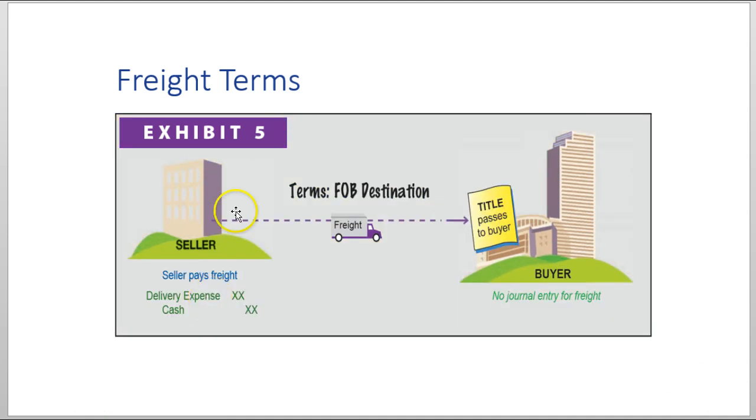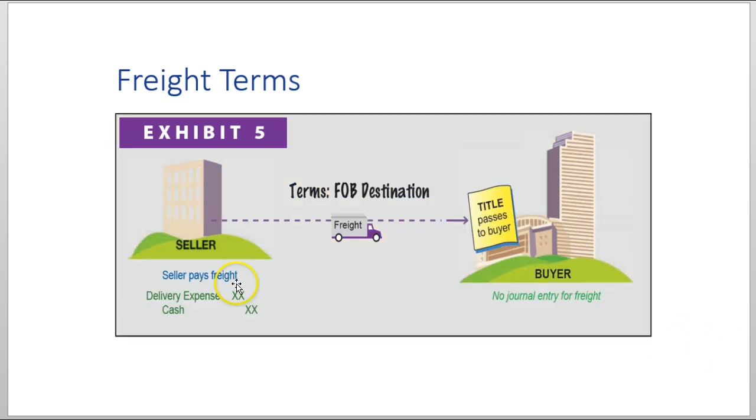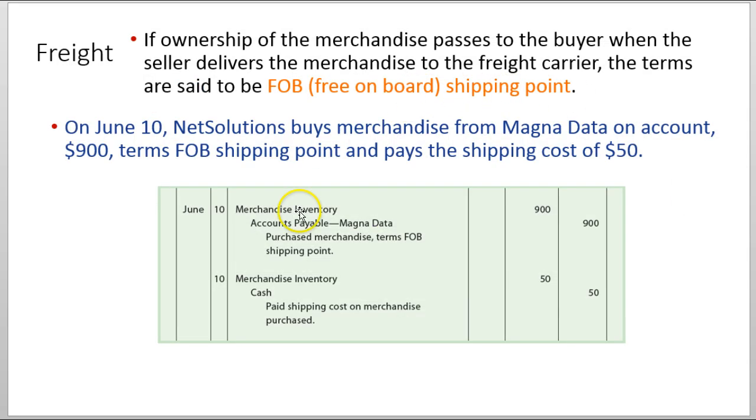If we come back here to free on board destination, this is when the title passes to the buyer and the seller pays the freight. Okay, that makes sense. The buyer is paying the freight, so the title passes to the buyer at this point here. When the seller pays the freight, the title doesn't pass to the buyer until they receive it. That was a little confusing the way they had that written. So I hope that makes sense. You will see those terms several times.